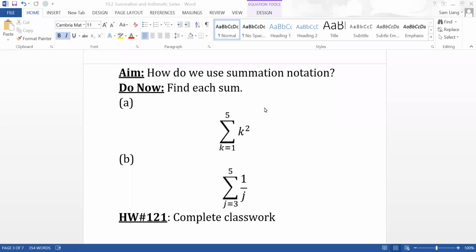So today we'll talk about summation notation as well as arithmetic series. And for the do now, I want you to recall, if you remember what this notation means in algebra 2, then please solve these two questions. So here we have the summation of k squared from 1 to 5, and here we have the summation of 1 over j from 3 to 5. Okay, so we'll give you just like 30 seconds to solve this. These should be quick, and then we'll talk about the solution.